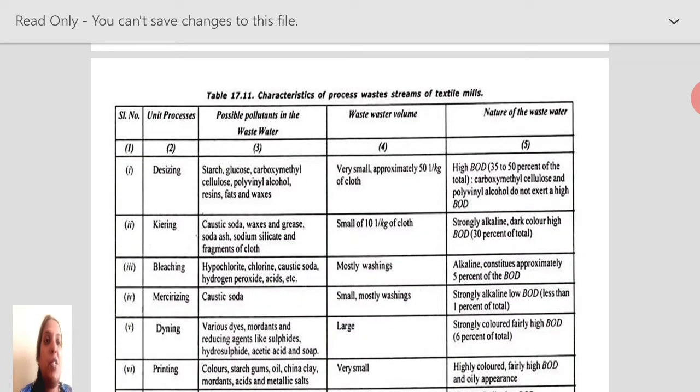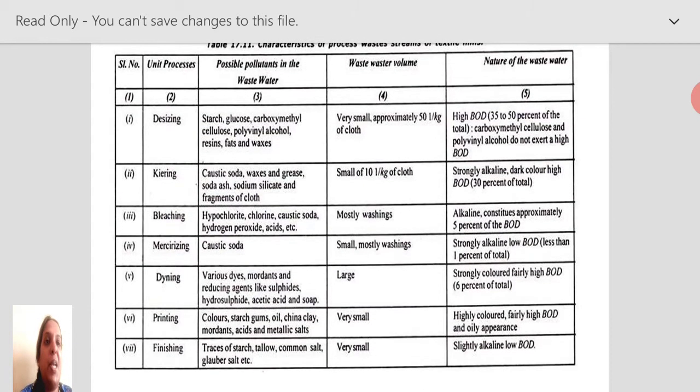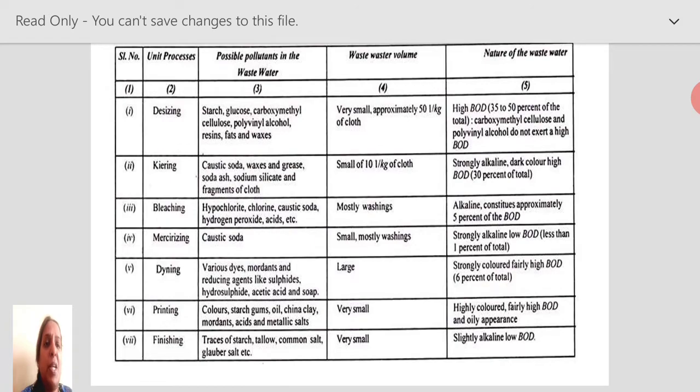And these are the characteristics of the process wastewater streams from the textile mills. In desizing units, the wastewater volume is very small, and in curing units also it's very small, but the strength is high in curing units as well as desizing units. Similarly in mercerizing units, though the volume is small, it is strong in strength. And in dyeing units, the volume is large and it is strongly colored also, so that is very difficult to treat.